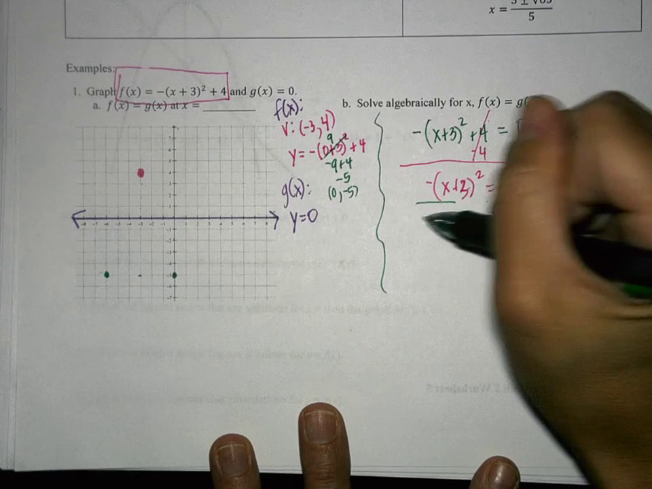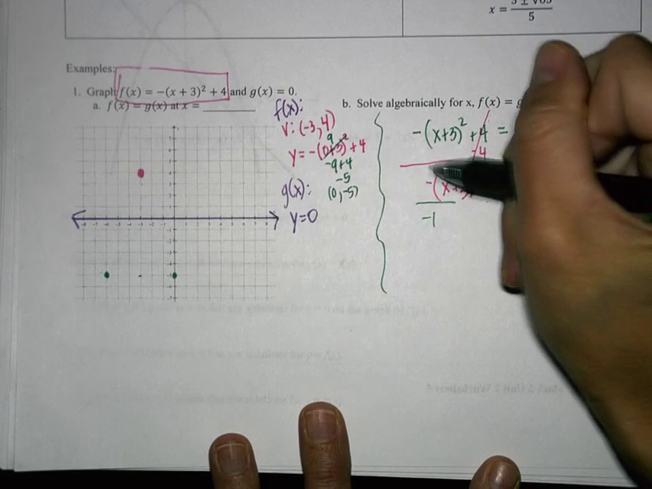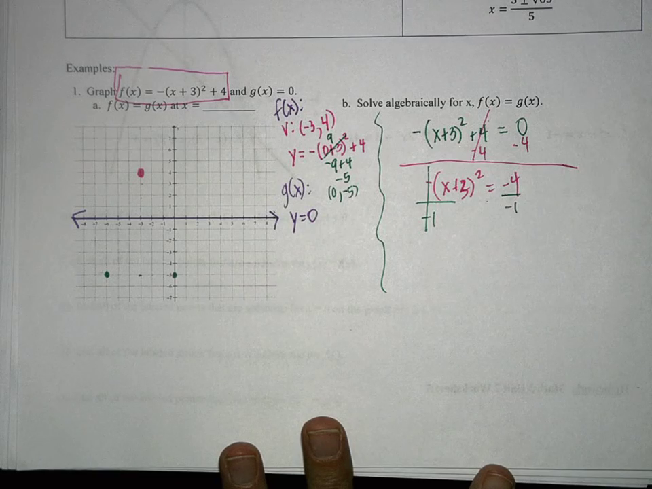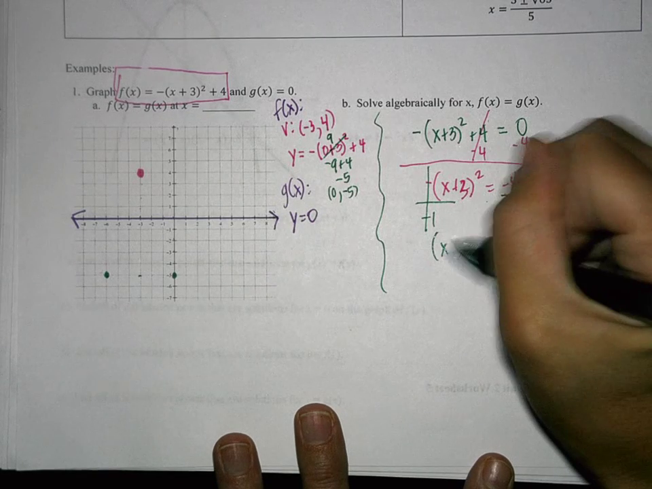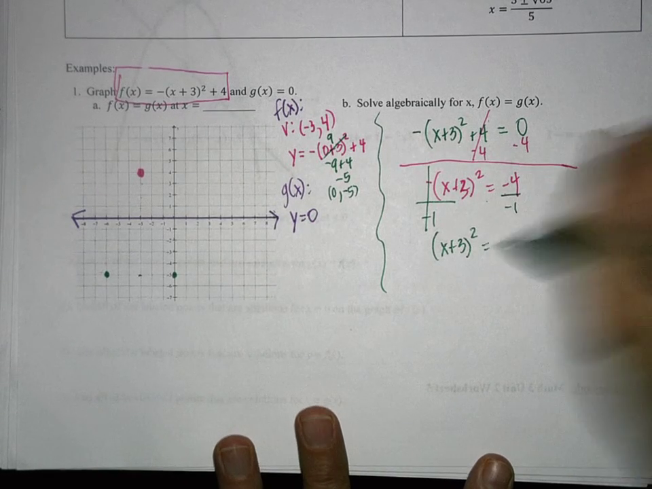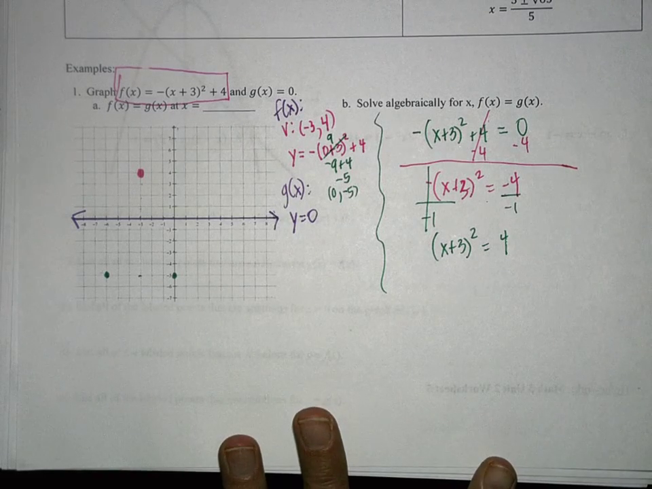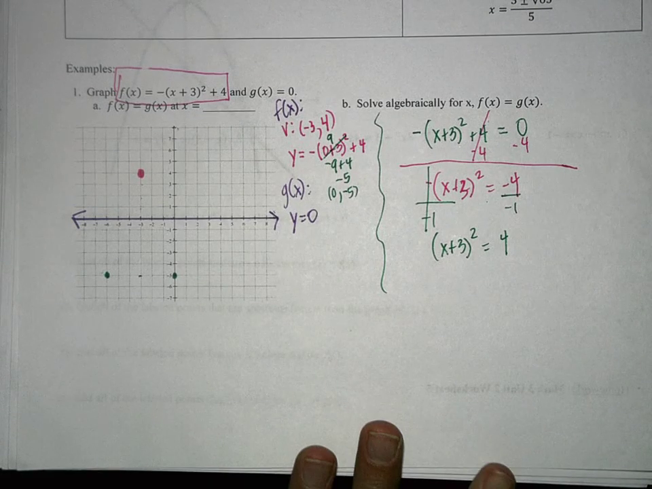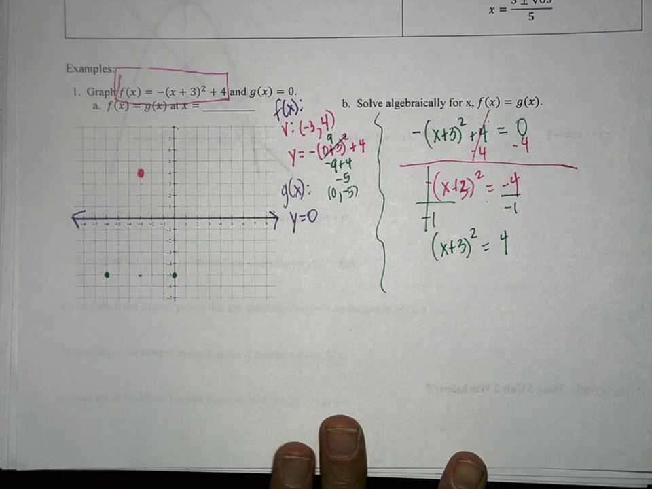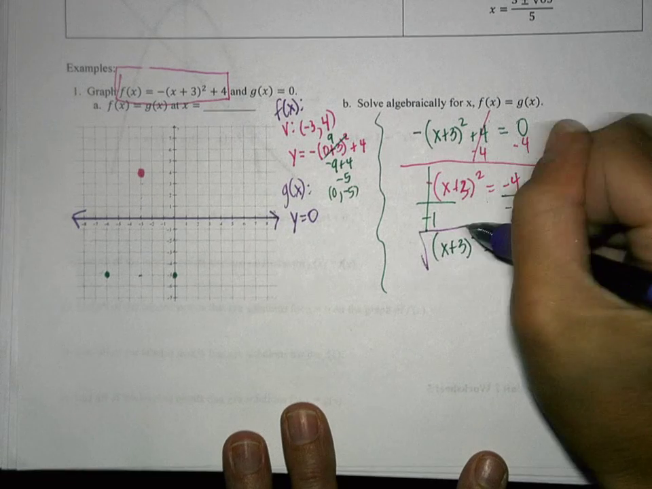Very good. Divide by negative 1 to both sides. So the negatives cancel out. A negative divided by a negative is a positive. And we get x plus 3 squared equals positive 4. Good. So now my square is by itself. What am I able to do? Very good. Take the square root of both sides.